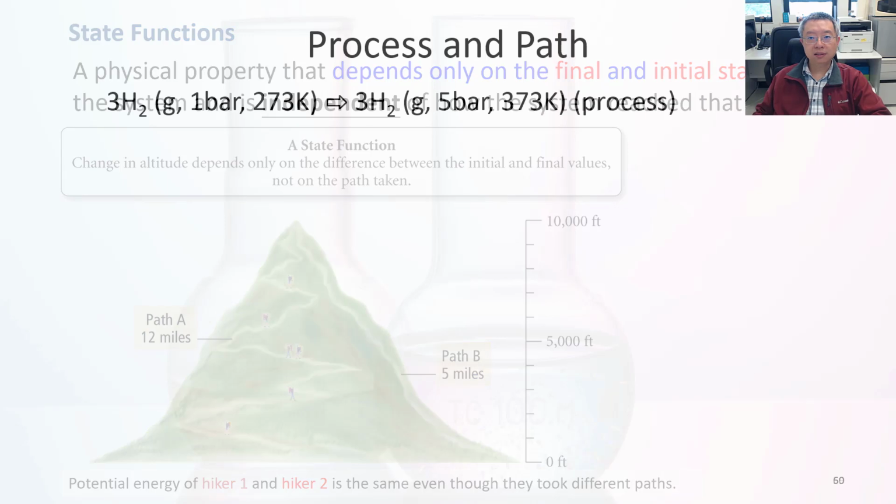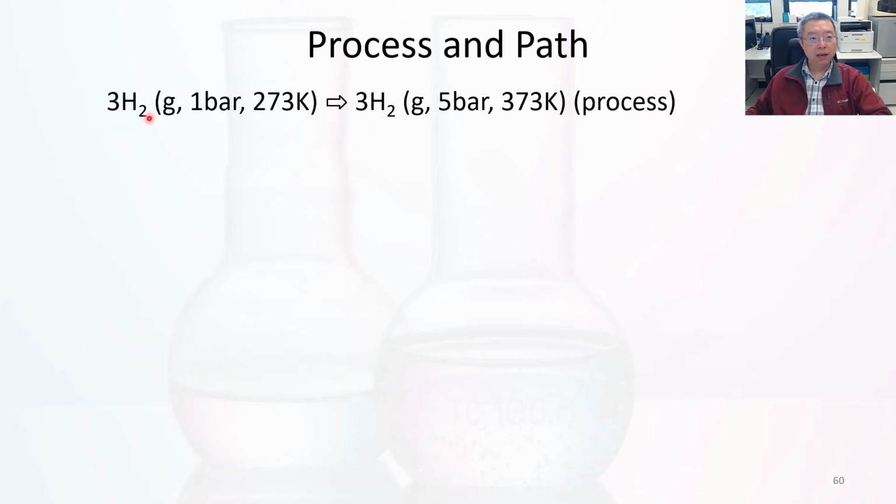So in this case, if we have a process like this, 3 moles of hydrogen gas at 1 bar, the temperature goes into 3 moles of hydrogen.